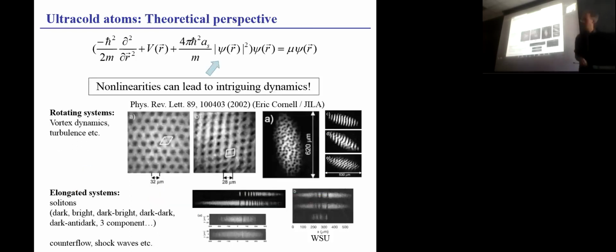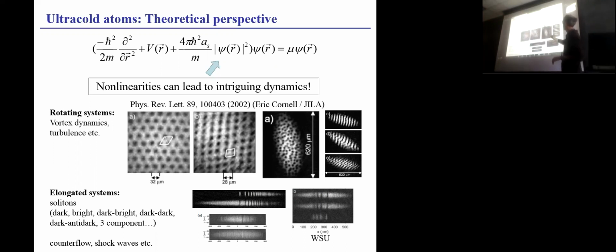Now, from an experimentalist, from a theorist point of view, the system is also interesting because it's nonlinear. So we've got this density dependence in the interactions over here, and whenever things are nonlinear, things become very interesting. So for example, when you've got rotating systems, you get all the vortex dynamics and turbulence that you heard about so much already. These are pictures from vortex dynamics in Bose-Einstein condensates.